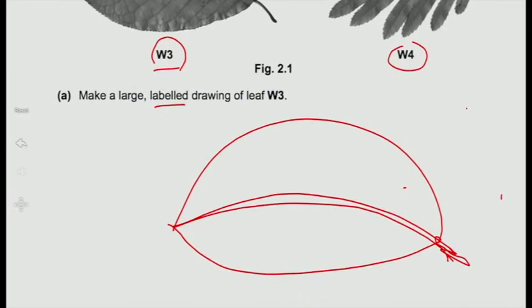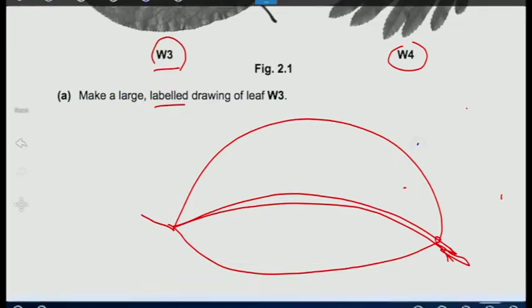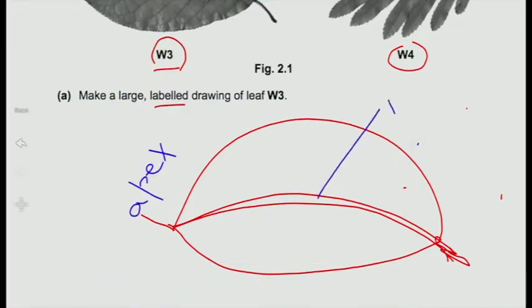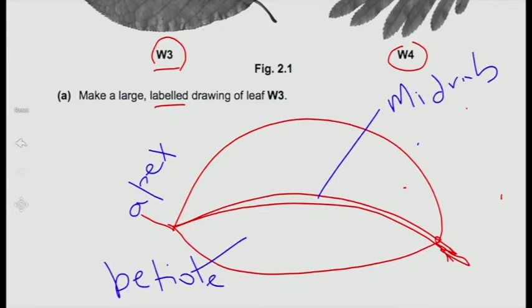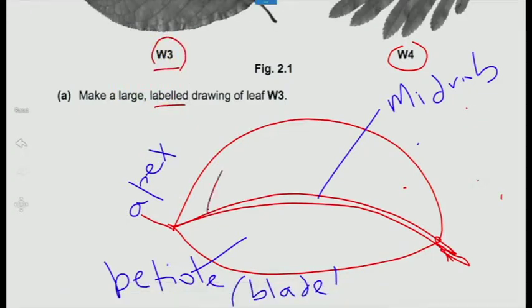Then labeled. That's the apex here. The tip will be the apex. That's the midrib. That's the petiole, or the blade, or the leaf blade. Then you've got veins going like that. Then you have veins here going like that.